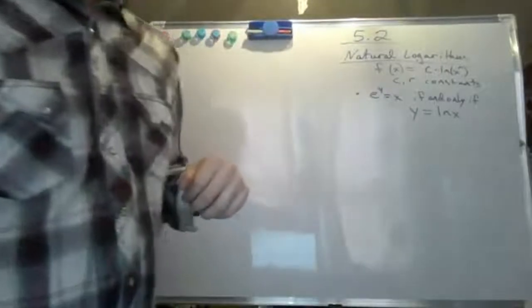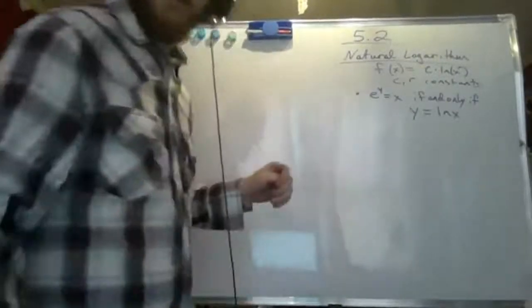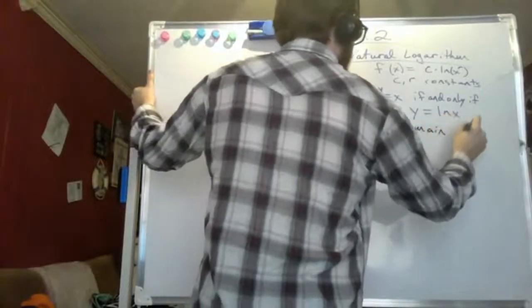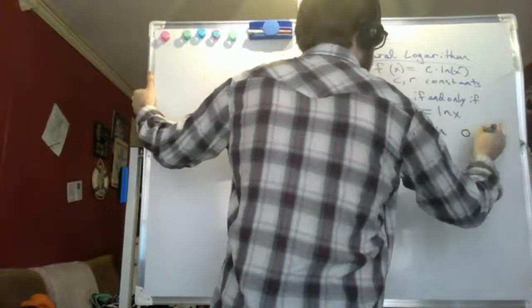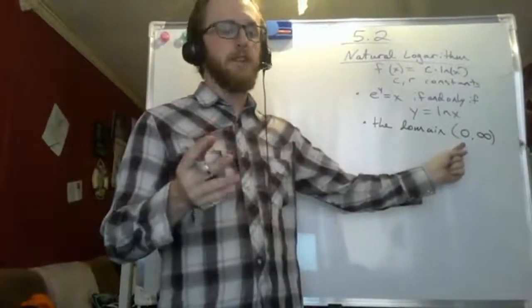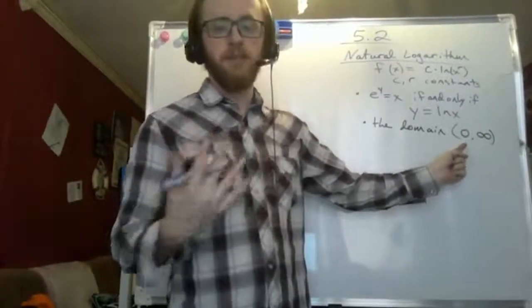All right, so what else? What else do we know about natural logarithms? Well, we also have that the domain, oops, that is the wrong pen. The domain is 0 to infinity. So this is non-inclusive. We can't plug in 0, but we can plug in any number bigger than 0.